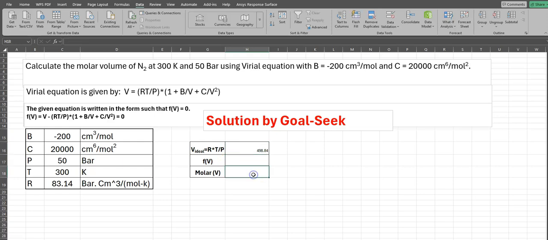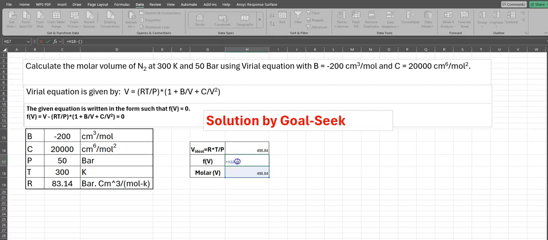So now here I am copying the V ideal. That is the molar volume for V ideal. Now we have to calculate f(V) using that ideal gas volume. So what will be my f(V) value? That we can calculate by using V minus RT by P into 1 plus B by V plus C by V square. So that is equal to V, then minus, then RT by P.